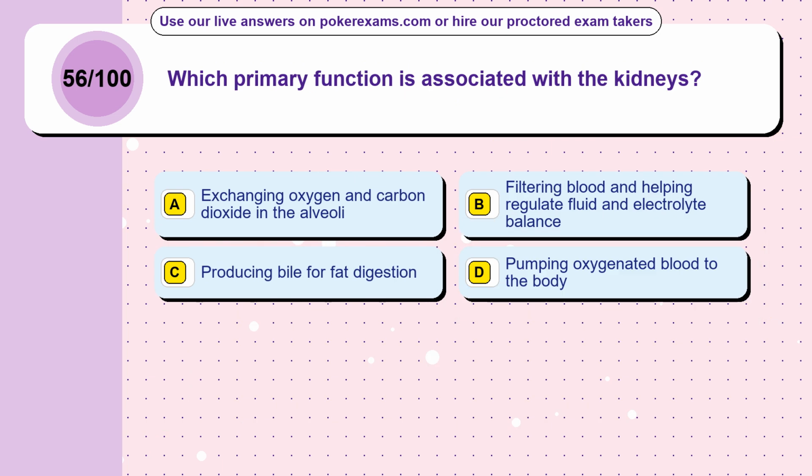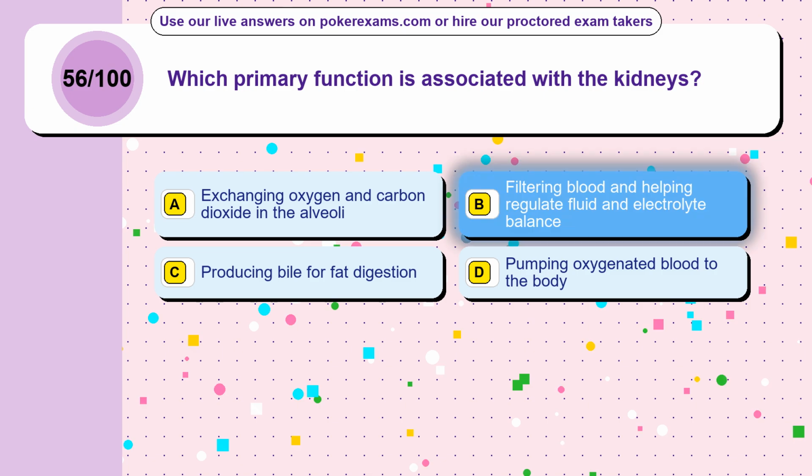Question 56. Which primary function is associated with the kidneys? Option A. Exchanging oxygen and carbon dioxide in the alveoli. Option B. Filtering blood and helping regulate fluid and electrolyte balance. Option C. Producing bile for fat digestion. Option D. Pumping oxygenated blood to the body.